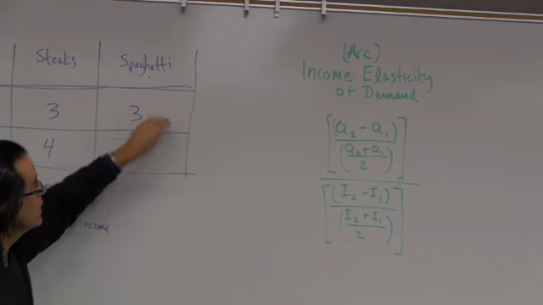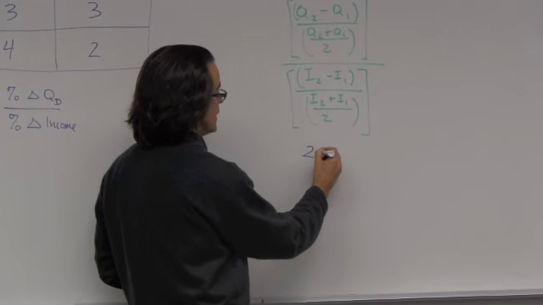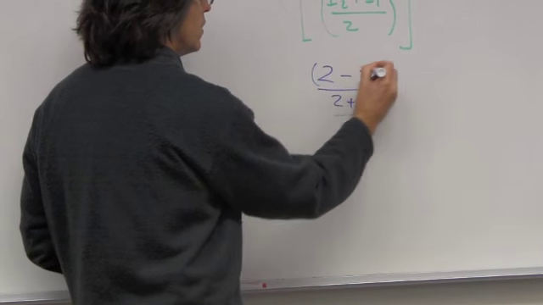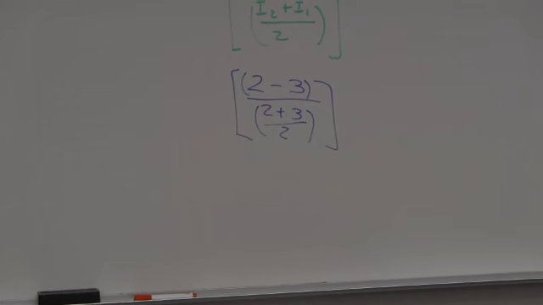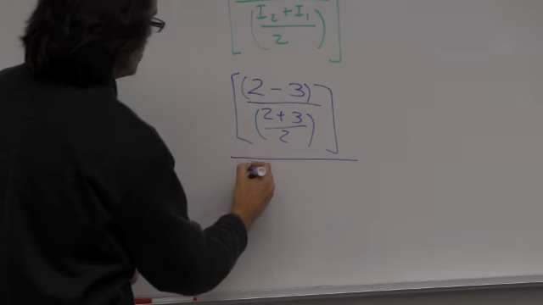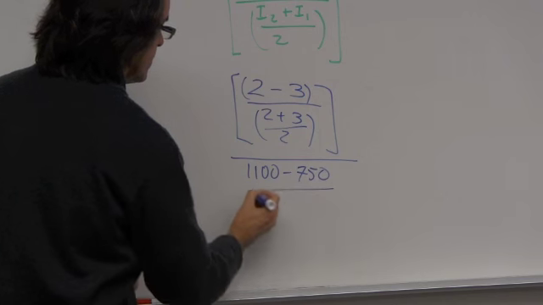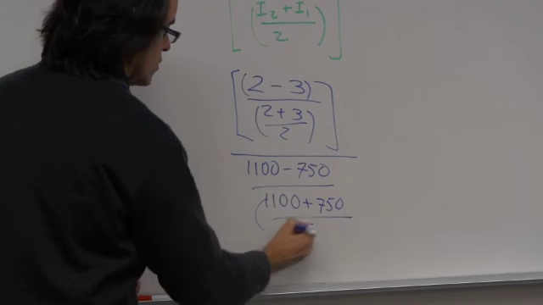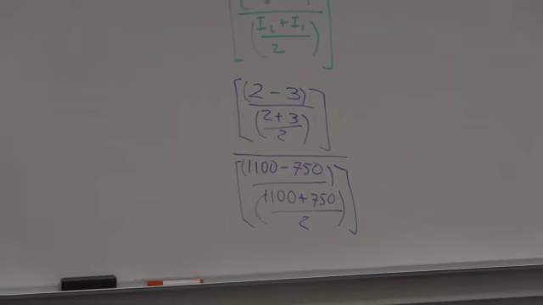So we're going to start with the quantities of spaghetti. The second quantity demanded of spaghetti, in that second income, is 2, minus the first, which was 3, divided by the average of the two. So this is our estimate of the percentage change in quantity demanded, divided by the incomes. The second income was $1,100 minus $750, divided by the average income, so the sum of those two divided by 2. And that gives us that denominator measure, the percentage change in income.